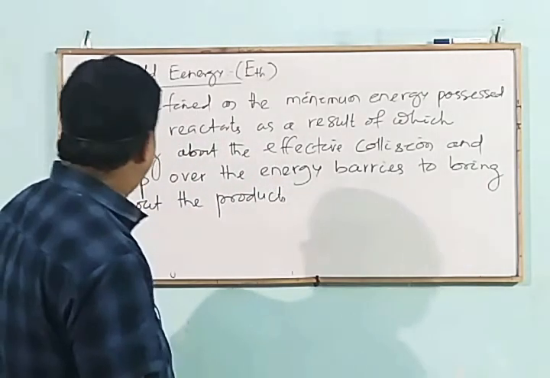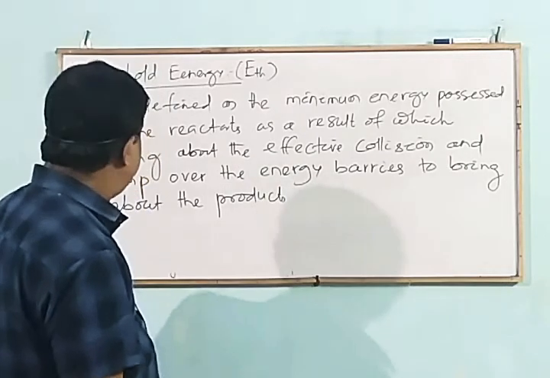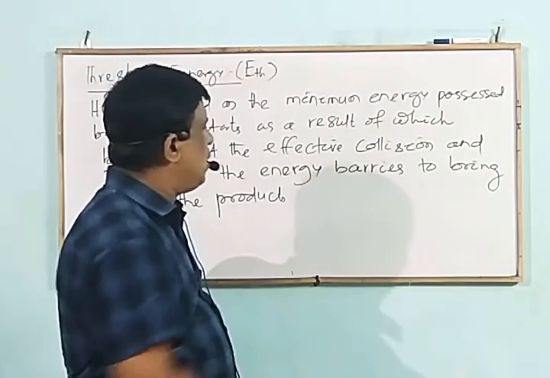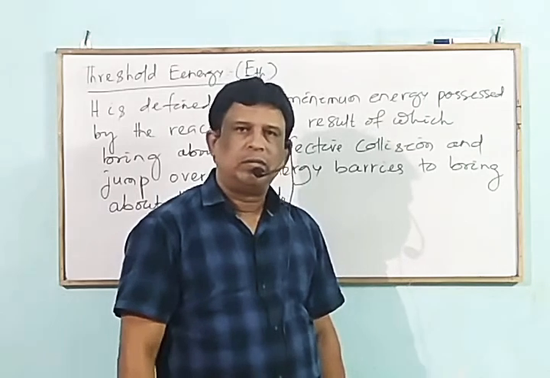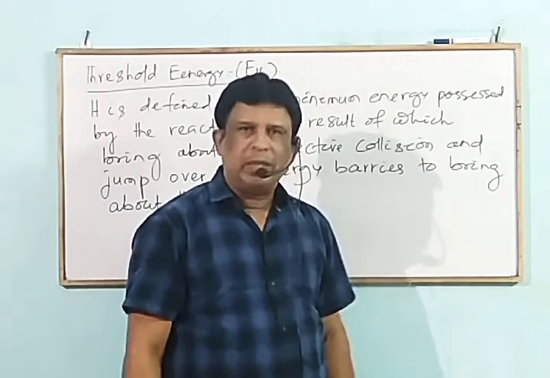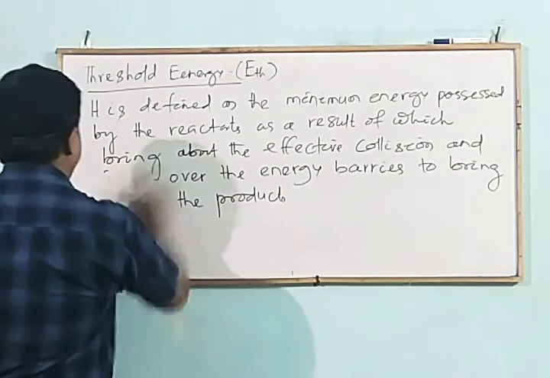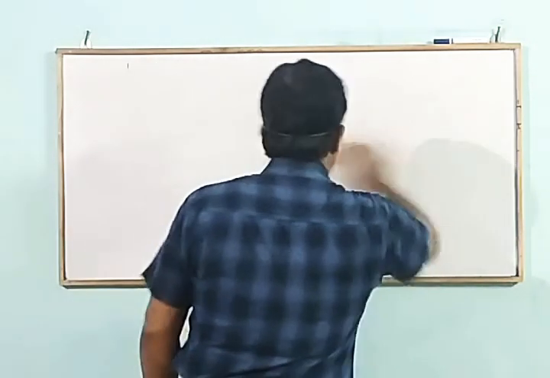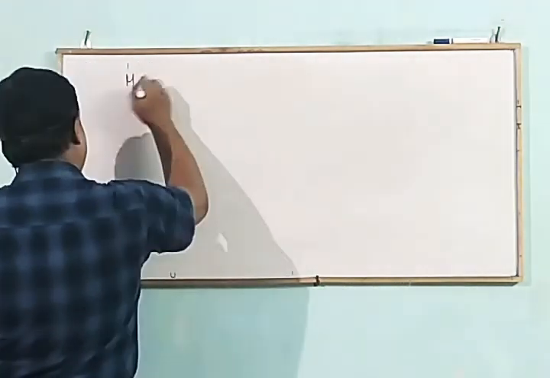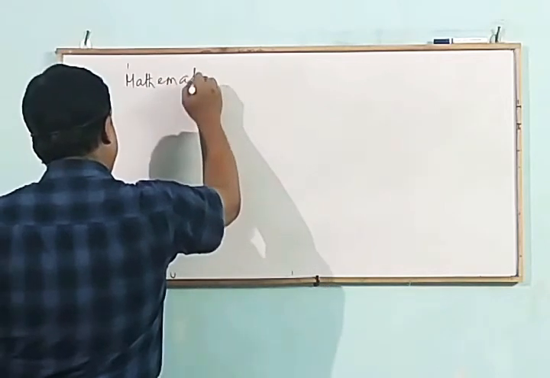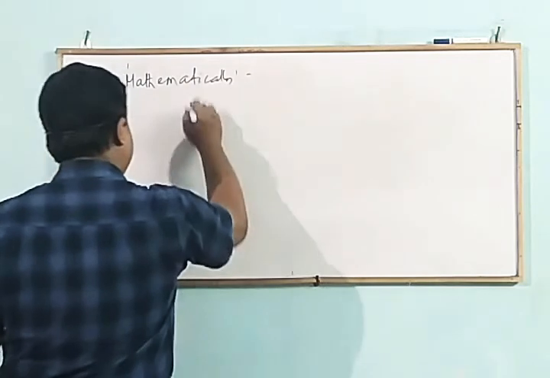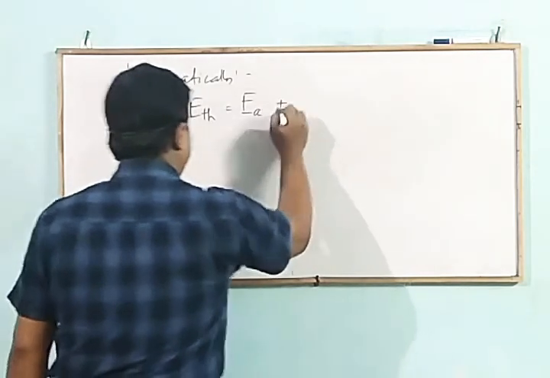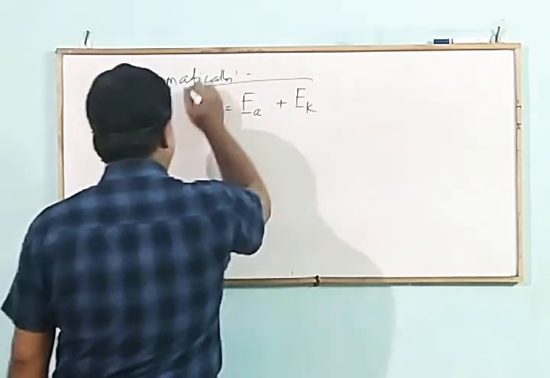It is the minimum amount of energy possessed by the reactant as a result of which they are able to bring about an effective collision, as a result of which they jump the energy barrier to bring about the product. Mathematically, it is expressed as ETH, that is threshold energy, is equal to EA plus EK.